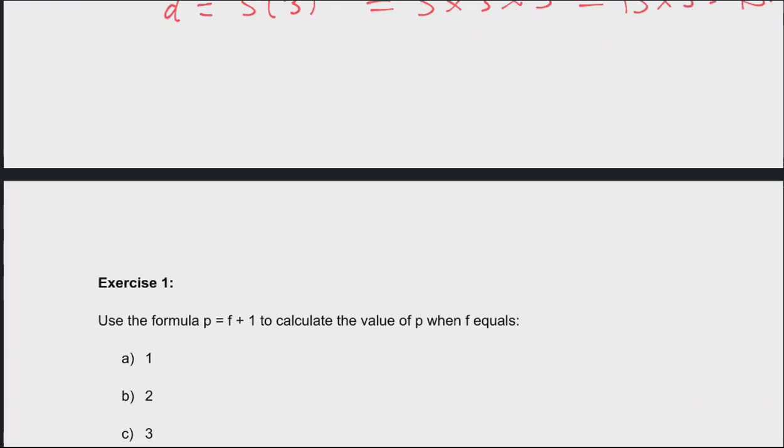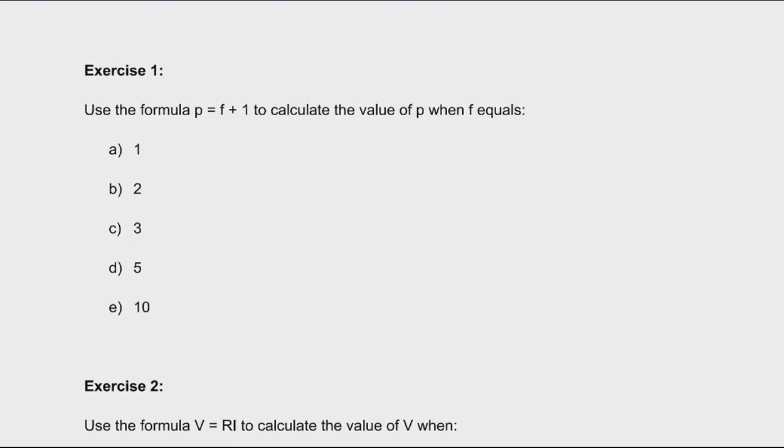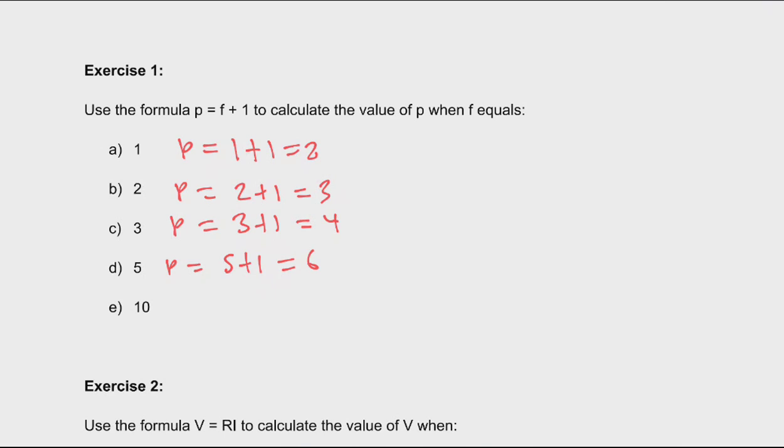Okay, so now let's have a look at this exercise. P is equal to F plus 1. Calculate the value of P when F equals 1. So P will be equal to 1 plus 1, which is 2. What about when F is 2? P is equal to 2 plus 1, that is 3. When F is 3, P is equal to 3 plus 1, which is 4. What about if F is 5? P is equal to 5 plus 1, which is 6. What if F is 10? Well, P is equal to 10 plus 1, which is 11.